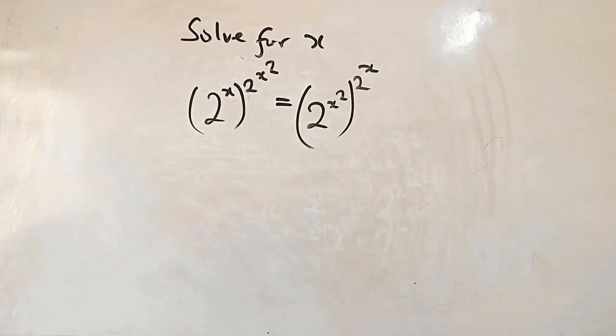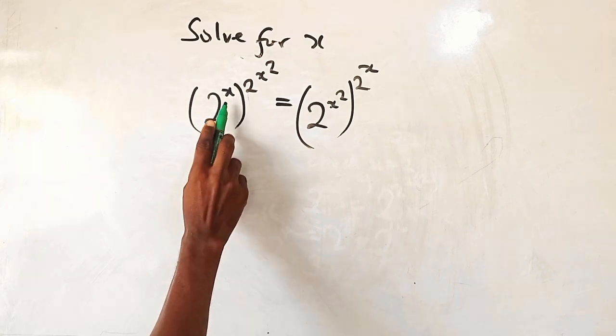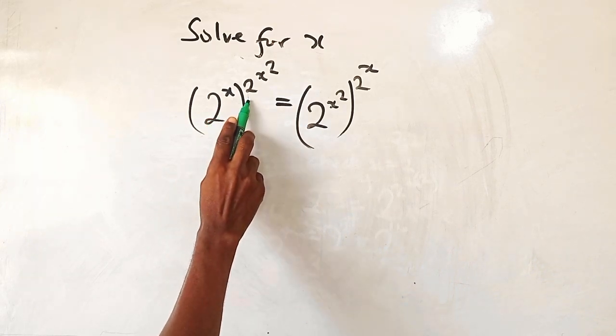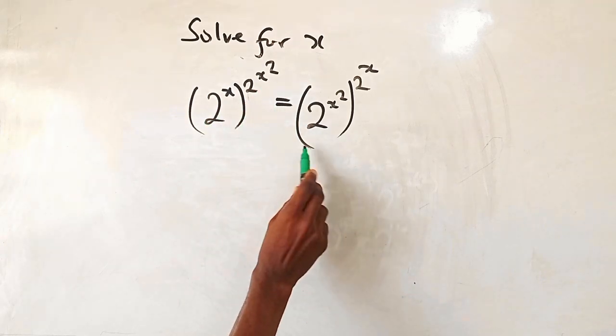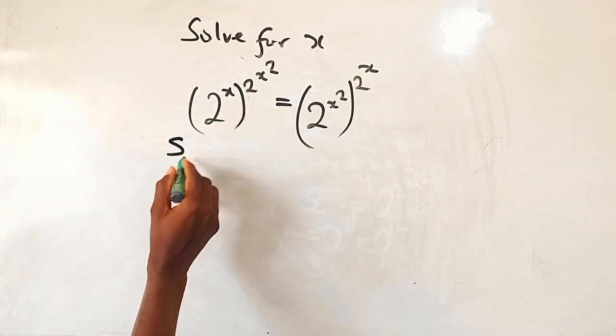The question says we should solve for s in this exponential equation. So we have 2 to the power x, to the power 2 to the power s squared, equals 2 to the power s squared, to the power 2 to the power x. So how do we figure out the value of x?